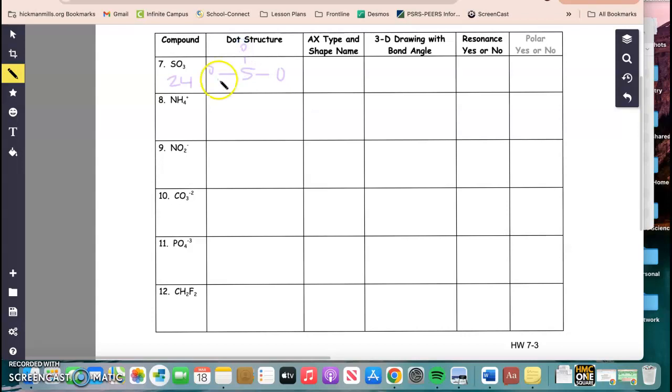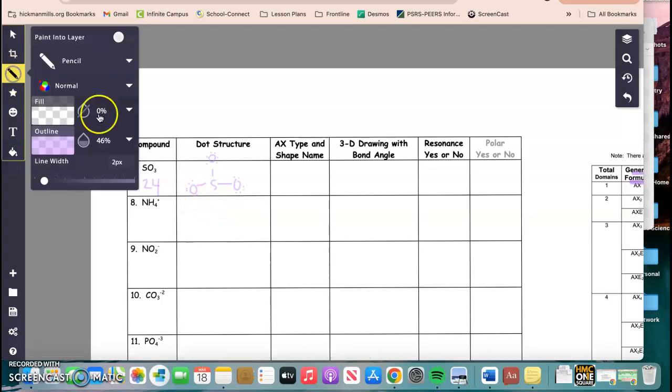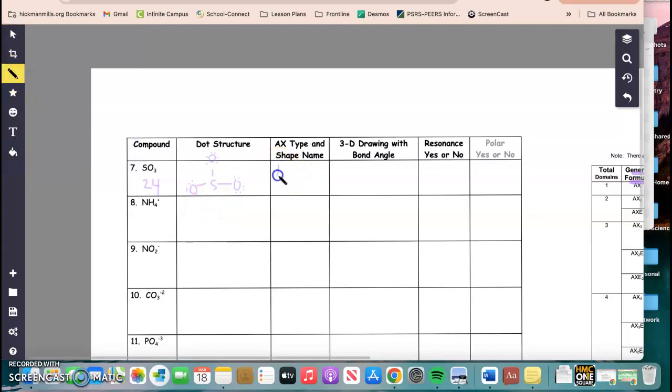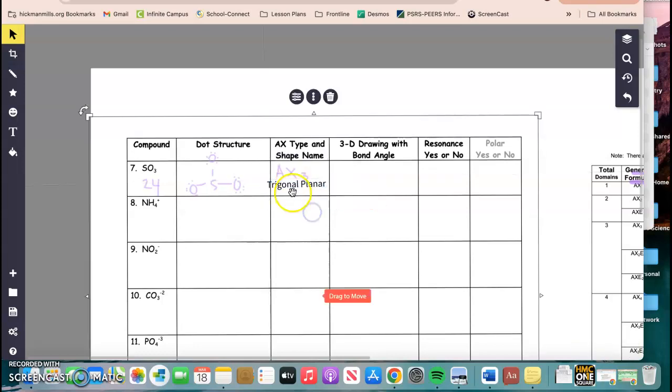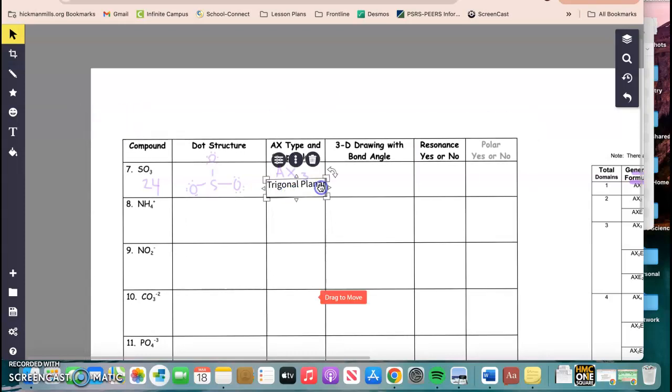And then we're going to fill in our dots. Okay, so that gives us an AX type of AX3, and we have no lone pairs, so that gives us the name of trigonal planar.